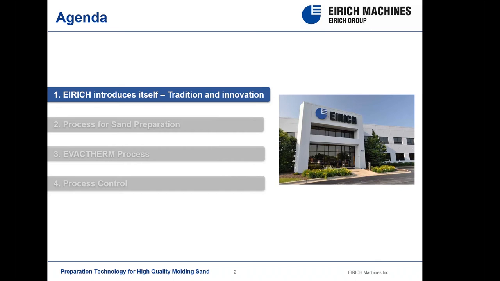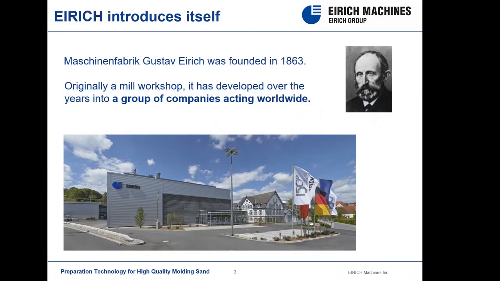So let's start with the introduction of the company. Maschinenfabrik Gustav Eirich was founded in 1863. Originally, it was a mill workshop, but it has been developed since then over the years, and it's now grown into a group of companies acting worldwide.